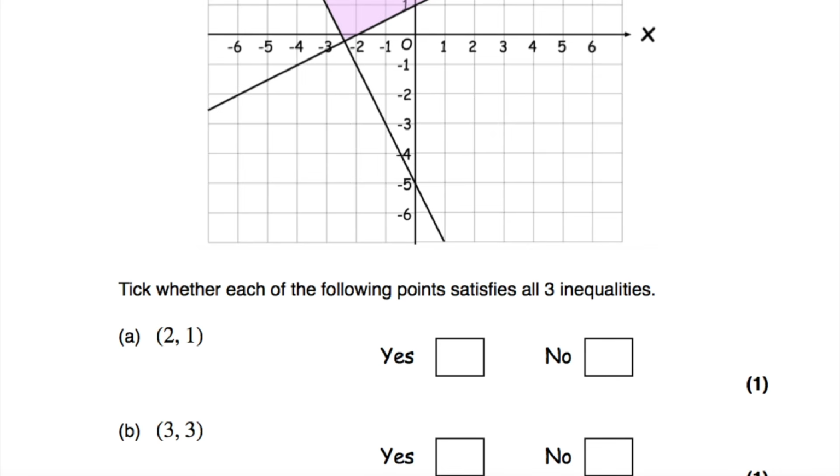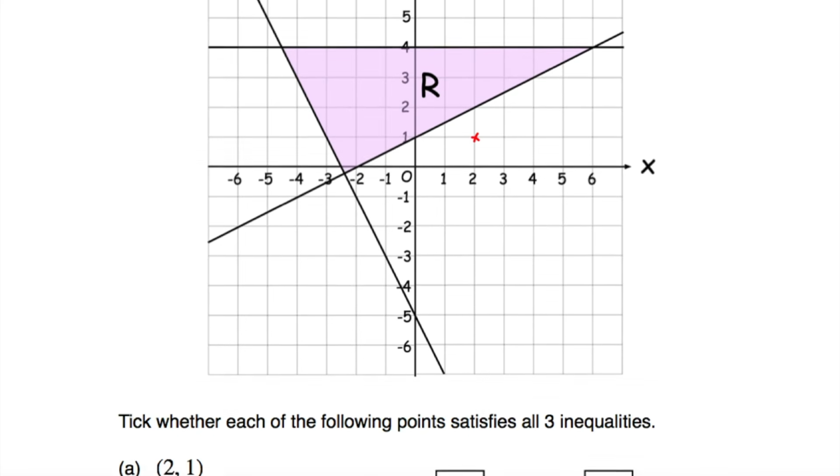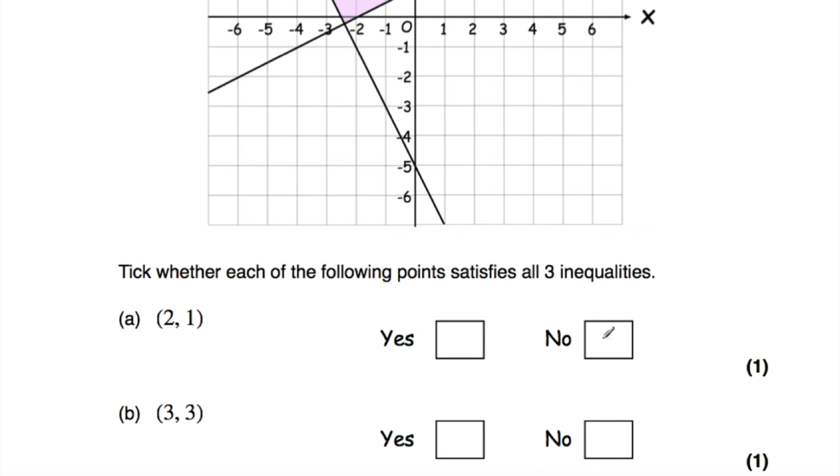So let's plot the point 2, 1. So 2 across 1 up would be here. And the region, as you can see here, is labelled R, and it's shaded in here in lilac, light purple, whatever colour that is. So that point is not in that region. So does it satisfy all three inequalities? No, it does not. So no.